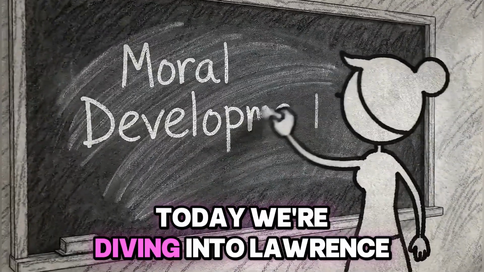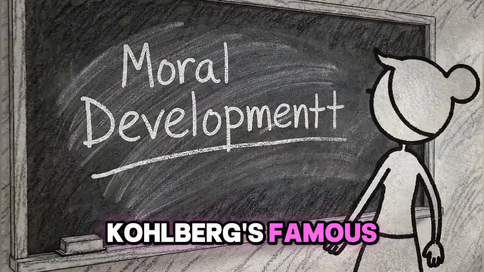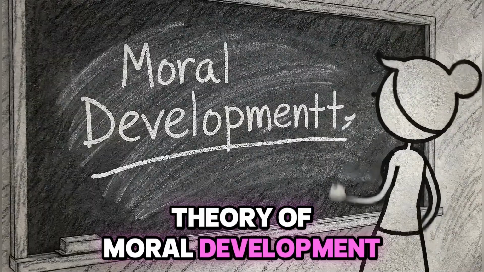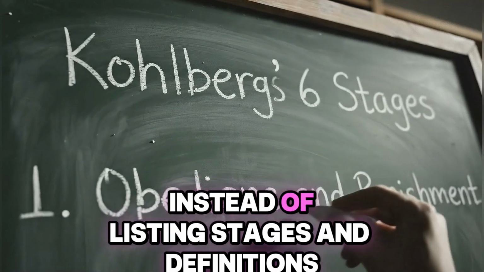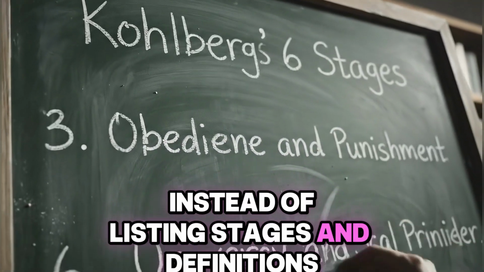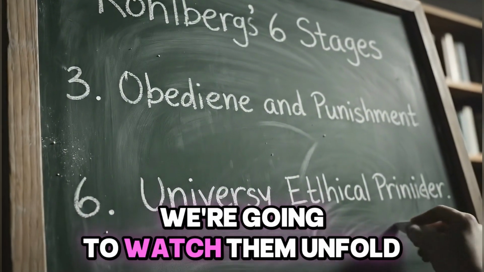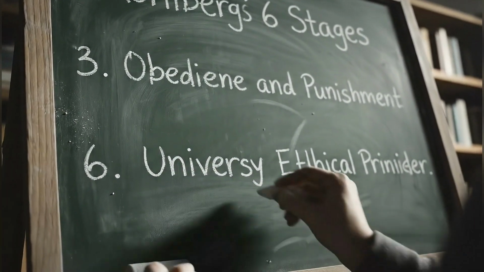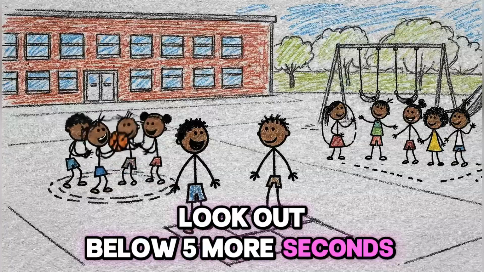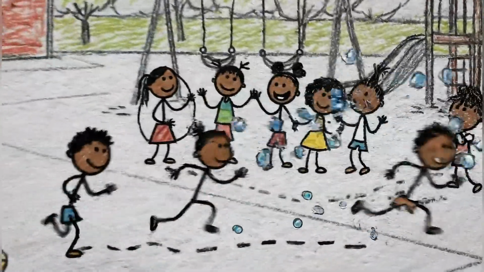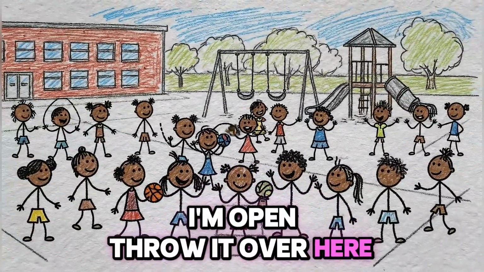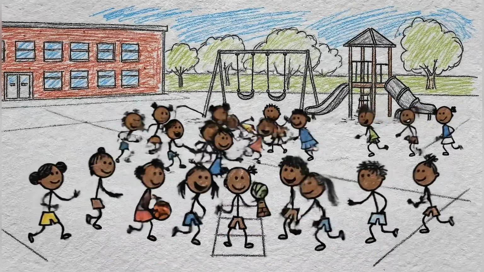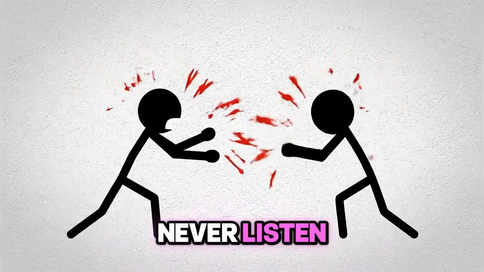Today, we're diving into Lawrence Kohlberg's famous theory of moral development. Instead of listing stages and definitions, we're going to watch them unfold through one single situation: a conflict in the schoolyard, where every reaction reveals a different stage of moral reasoning.